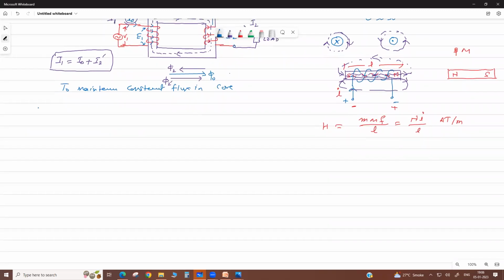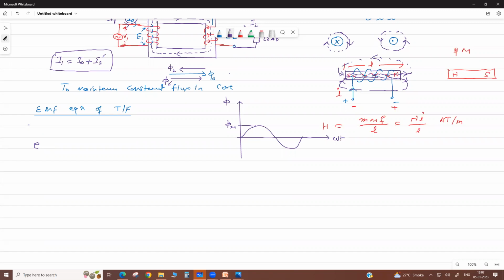Now we come to the EMF equation of the transformer, because it is very important. As you know, when we connect the primary to a sinusoidal source, it produces a changing magnetic flux, correct? So this flux is like this. Okay, this is phi m.